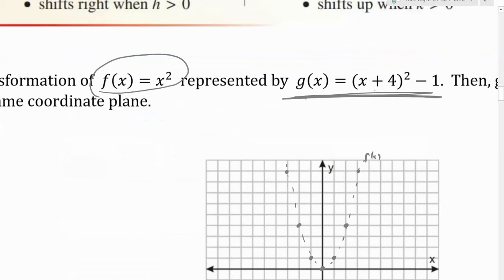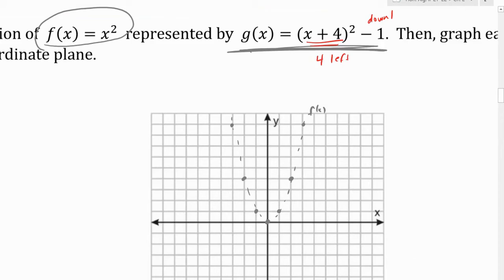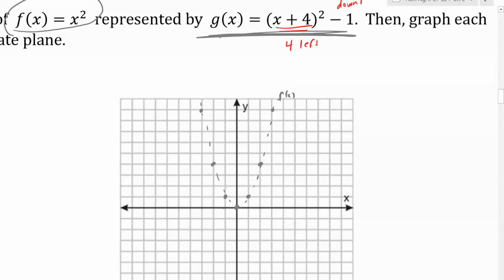We're going to go 4 left and down 1. So if we go 4 to the left and down 1, that's where that point that's at the very bottom goes. And then see on the parabola, we went over 1, up 1. So over 1, up 1. Those points are going to be there. We went over 2, up 4.